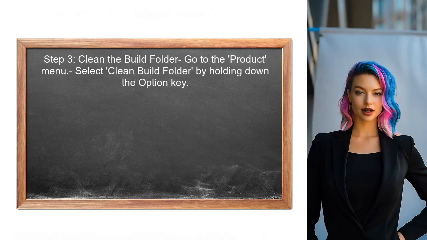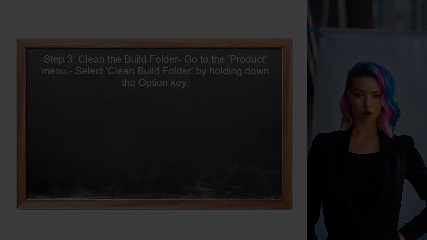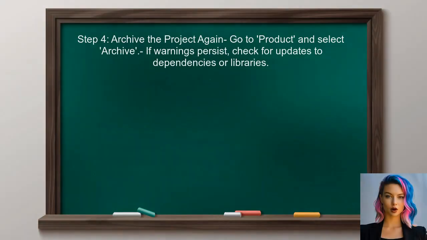After adjusting the Bitcode setting, the user should clean the build folder. This helps to remove any cached data that might be causing the warnings to persist. Finally, the user should try archiving the project again.